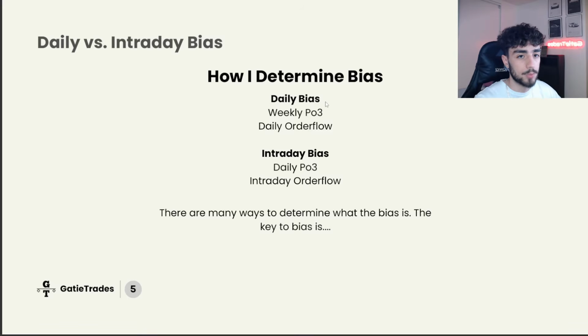Now, how do I determine bias? So how do I know if the day is going to go higher or lower? How do I know if the session is going to go higher or lower? Two concepts I use. I use the power of three and order flow.